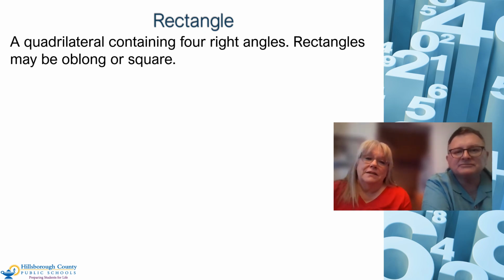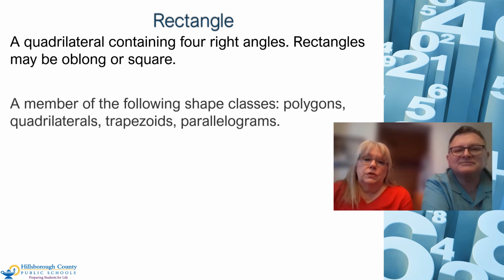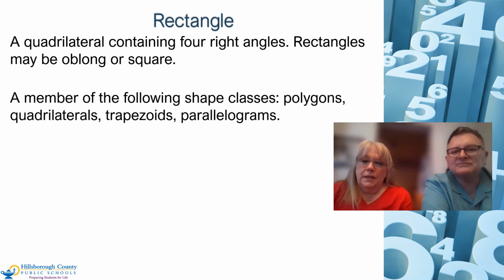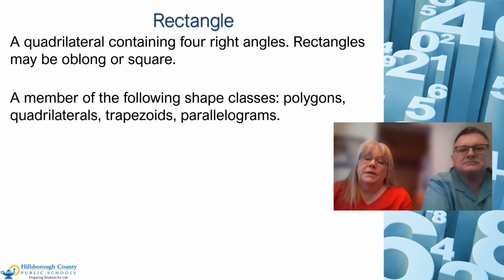The minimal defining list for rectangle is that it's a quadrilateral with four right angles. A rectangle belongs to the following classes: polygons, quadrilaterals, trapezoids, and parallelograms, because the definitions of polygon, quadrilateral, trapezoid, and parallelogram include four sides and four vertices, which a rectangle has.